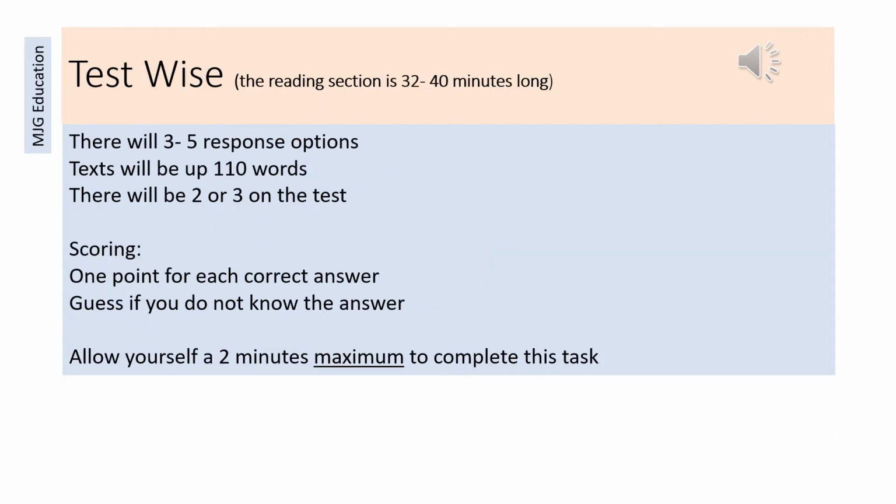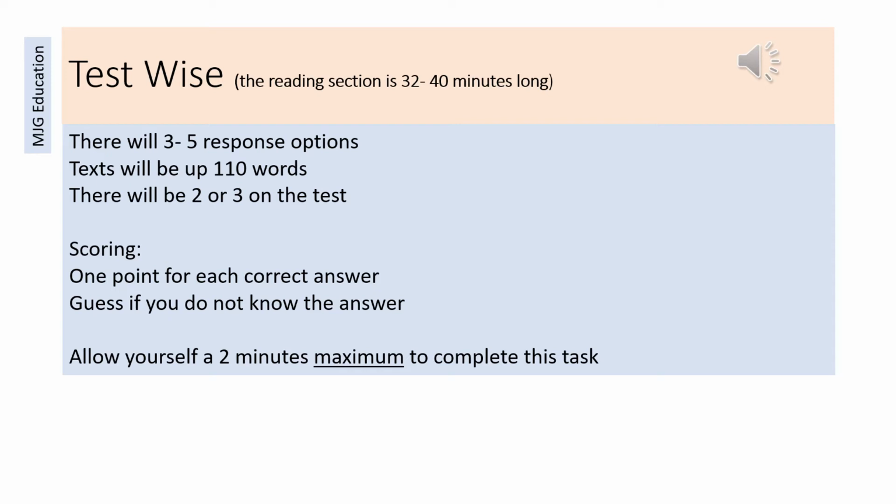Some things you should know about the test include: the reading section is always 32 to 40 minutes long. There will be 3 to 5 response options. Text will be up to 110 words, and there will only be 2 or 3 of these on the test. The scoring says 1 mark for each correct answer. This is only worth 2 or 3 marks. If you don't know the answer, you're going to have to guess.